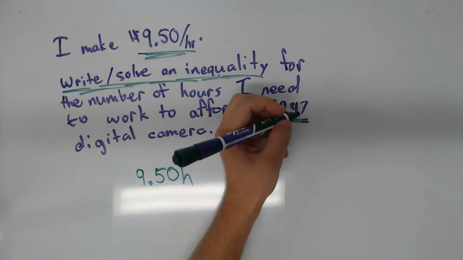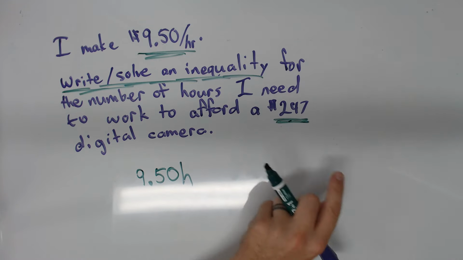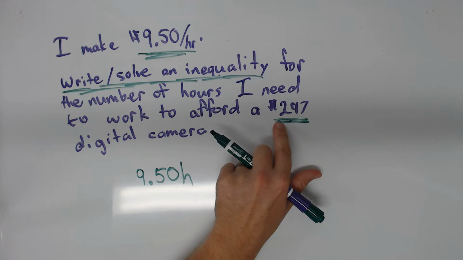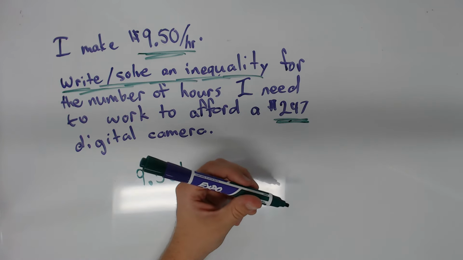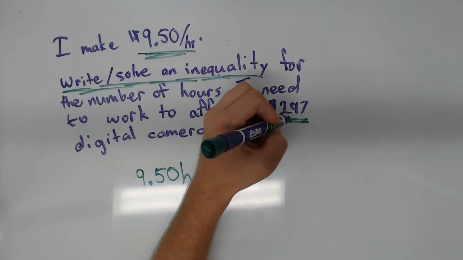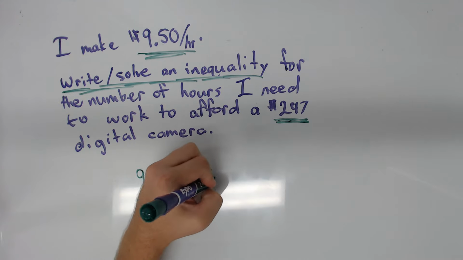All right, now 247. Is that a maximum or a minimum to buy the camera? Do I need that much or more, or that much or less? Well, less doesn't make sense, because if I don't have enough money, they're not going to give it to me. Unless I walk in there and yell at them a little bit, but maybe they'll give me a discount. I need to make at least that much.